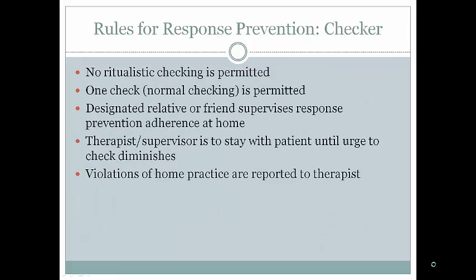For a checker, no ritualistic checking is permitted. They can do 1 check, which is considered to be normal. You have a relative or friend who supervises this in the home, and a therapist or supervisor is to stay with the patient until the urge to check diminishes. So you don't want them to eventually go and check. They have to stay until they no longer have the urge to do so. And violations of home practice are reported to the therapist, and then they're worked through in session, and then subsequent sessions are overcome.